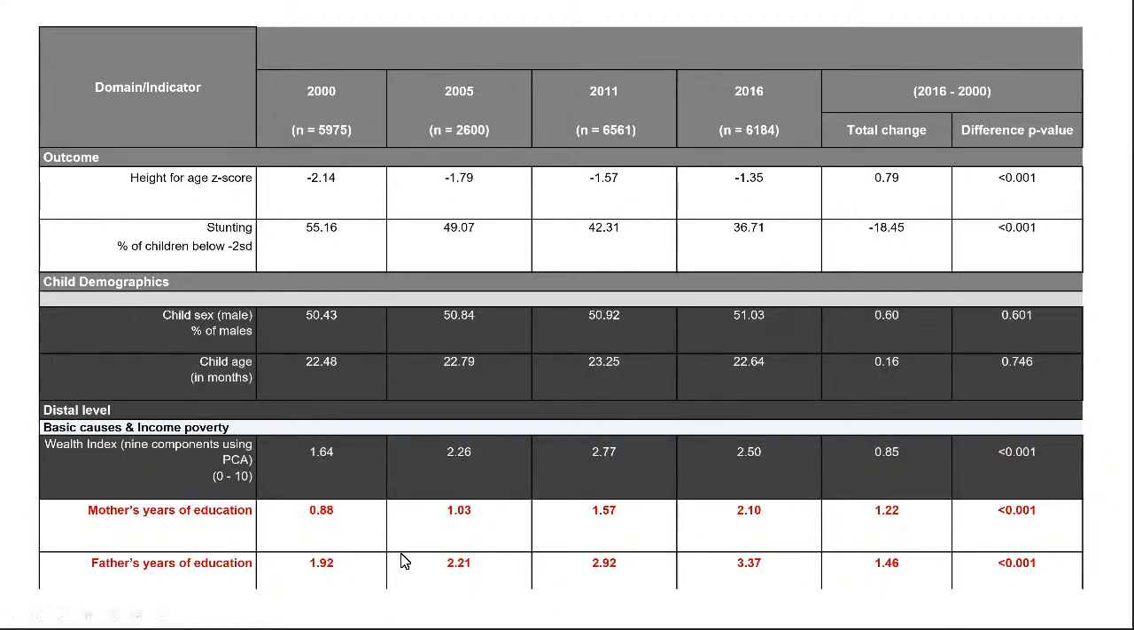Down here, I wanted to show you the mother's years of education. So in the year 2000, for instance, it was on average 0.88 years of education. In the year 2016, it was on average 2 years or 2.1 years. So there's a 1.22 years difference, which is a pretty big difference over time on average, and that is statistically significant. So when I do this type of analyses and create this table for each covariate, that to me would say, okay, the effect size is pretty big, and also it's statistically significant. So that would be a candidate variable that we could explore further. And the same for father's education.